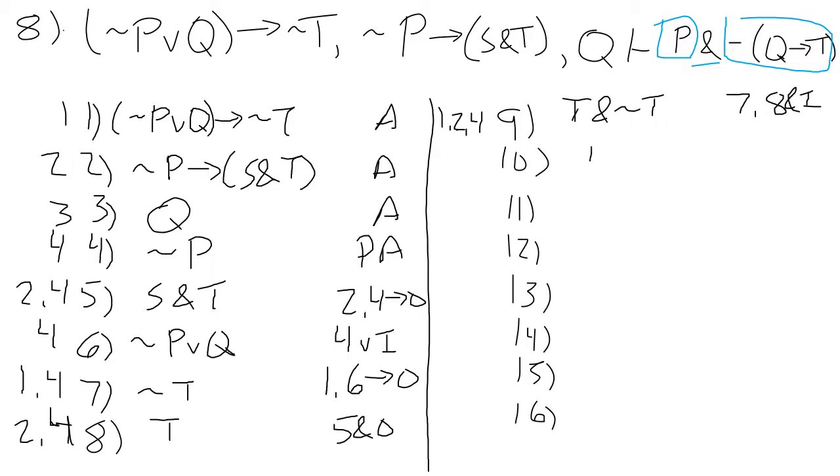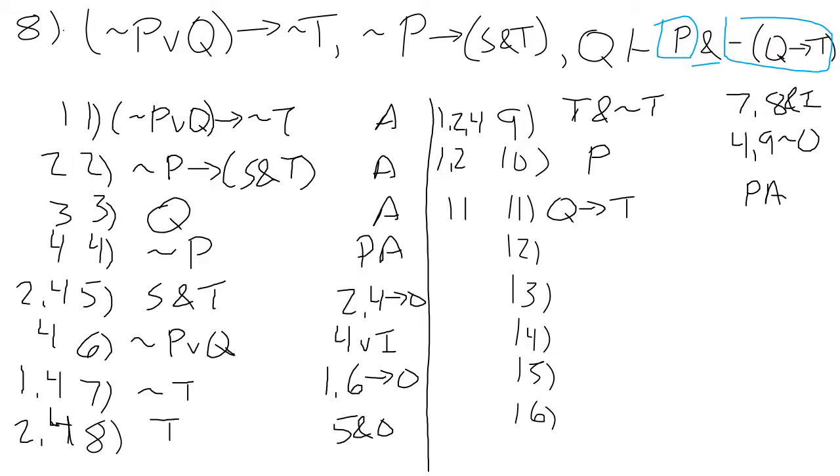Now we can tilde out on our P, so that's going to be 4 and 9, tilde out on 4. 4 drops out because we're doing tilde out. Now we need to try to prove our other half of our conjunction, so we'll assume the opposite of that, Q arrow T as a PA, and we'll look to prove another contradiction.